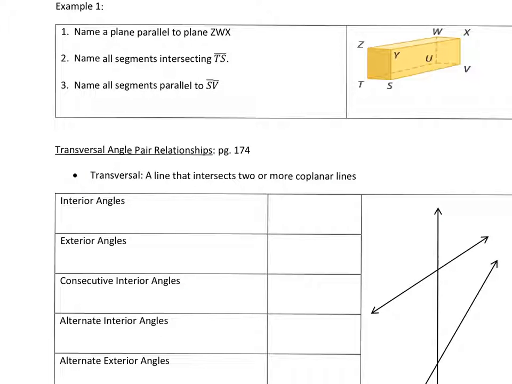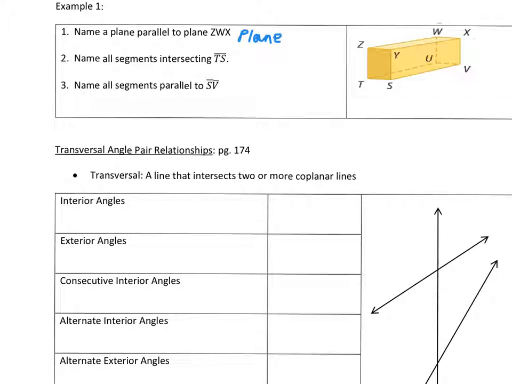All right, so let's take a look at example number 1. It says, name a plane parallel to plane ZWX. We're looking for a plane, and remember we have to name a plane, so I'm going to call it plane, and then I need to use 3 non-collinear points to name this plane. If I'm talking about plane ZWX, I'm talking about this plane up here that is basically the top of this box.